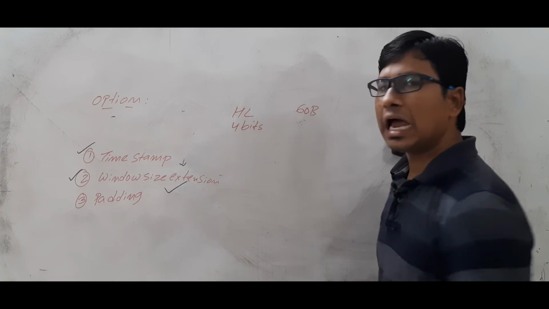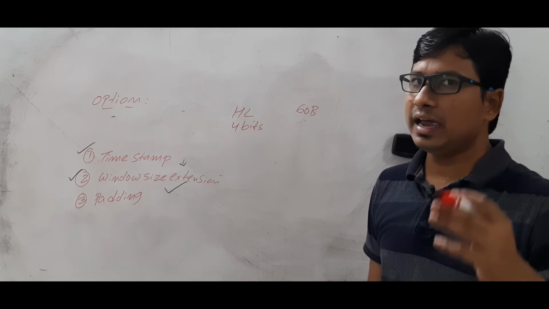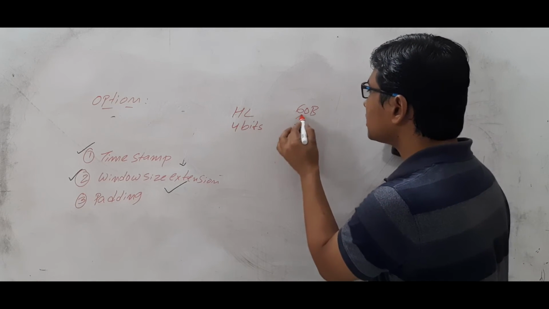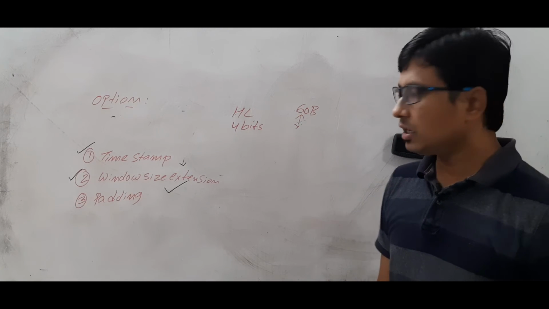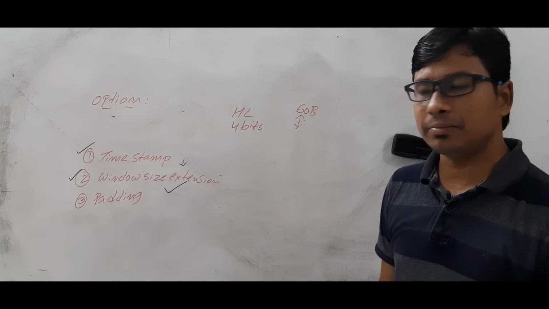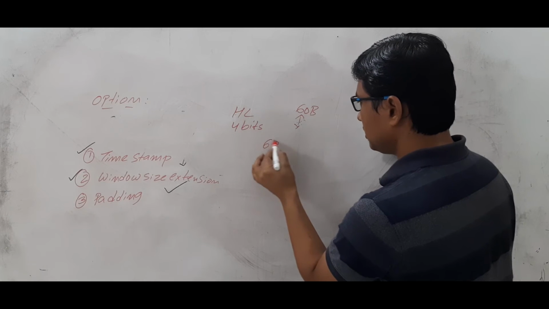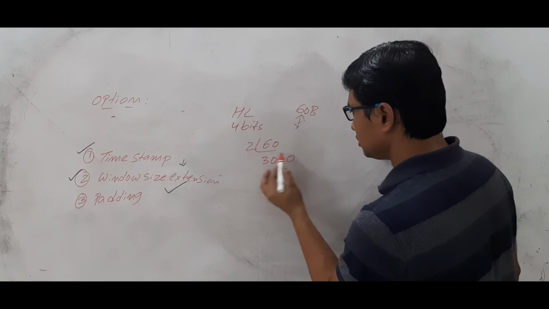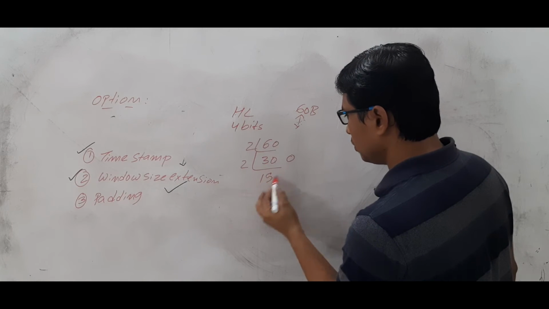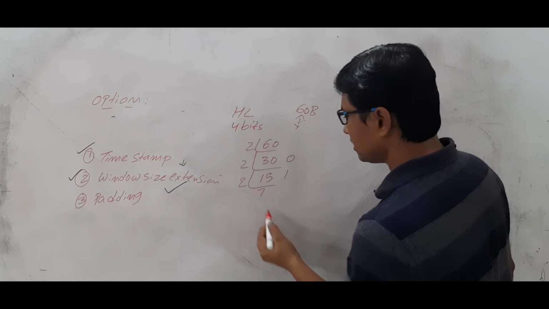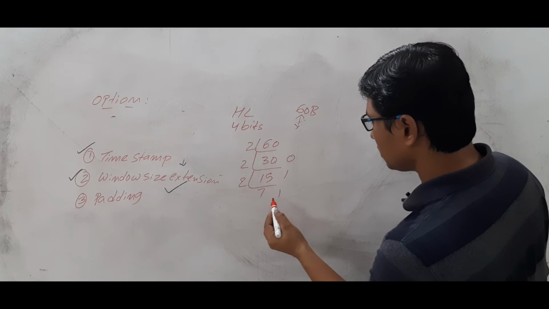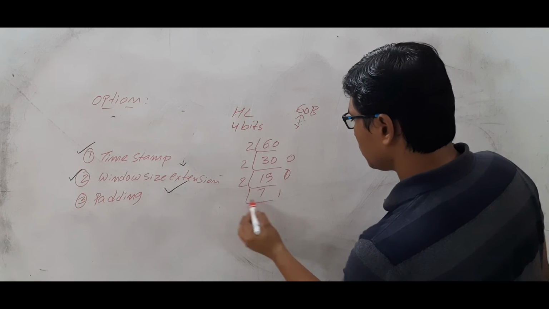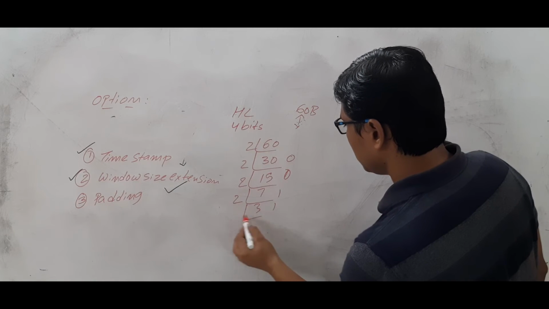So what value should be there in the header length? It should have the binary representation of this value 60. Can you convert this into a binary number? 60, if I convert into a binary number: 30, 0; 15, 1; 7, 1; and 3, 1, 1, 1.